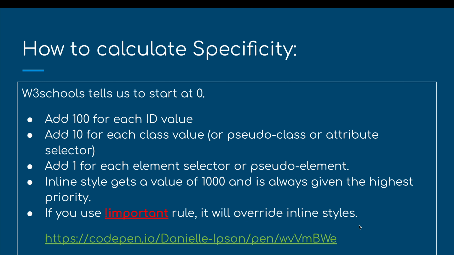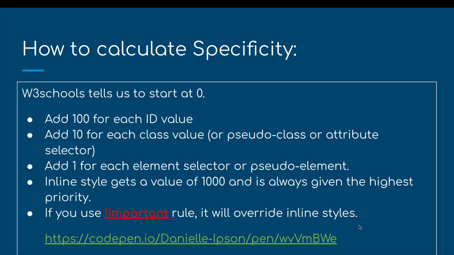So how do you calculate specificity? W3Schools tells us that we simply need to start at 0. For each ID value, we add 100. For each class value, pseudo class, or attribute selector, we add 10. For each element selector or pseudo element, we add 1. For each inline style, we add 1000.